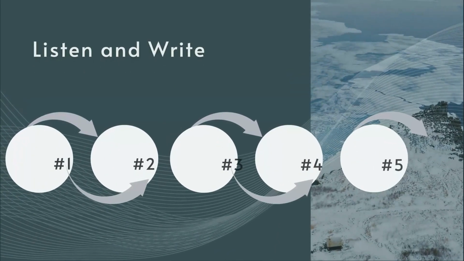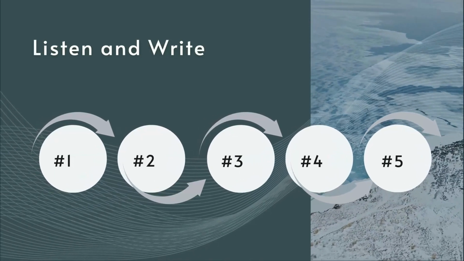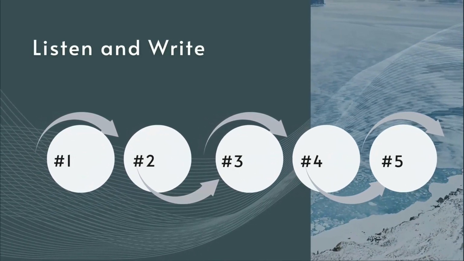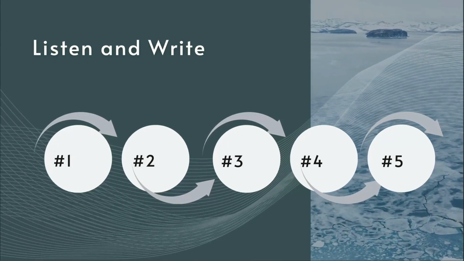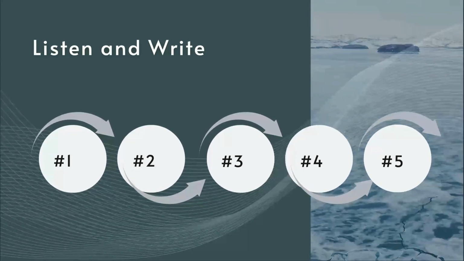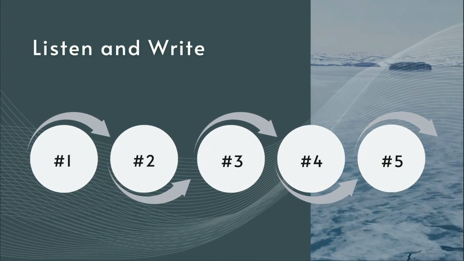Okay, so you see here that there's numbers 1 to 5. Each number represents a sentence. So we're going to start with sentence number 1. Number 1. The melting ice reveals a lot about glacial ecosystems.